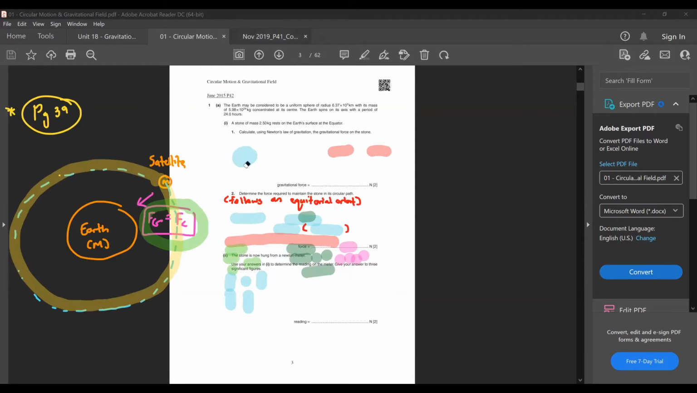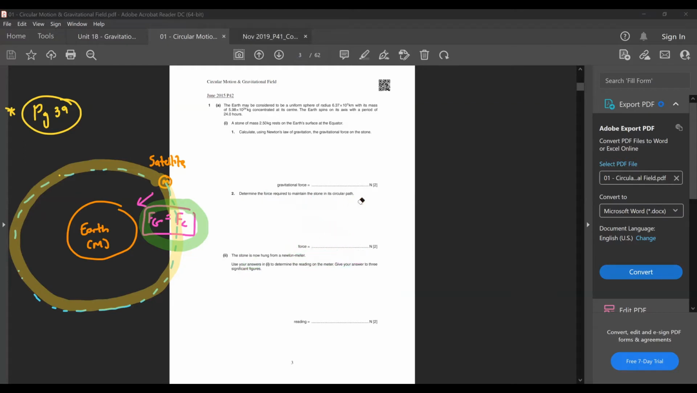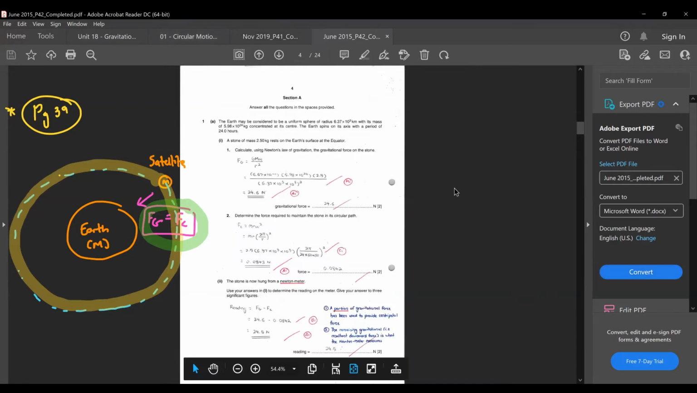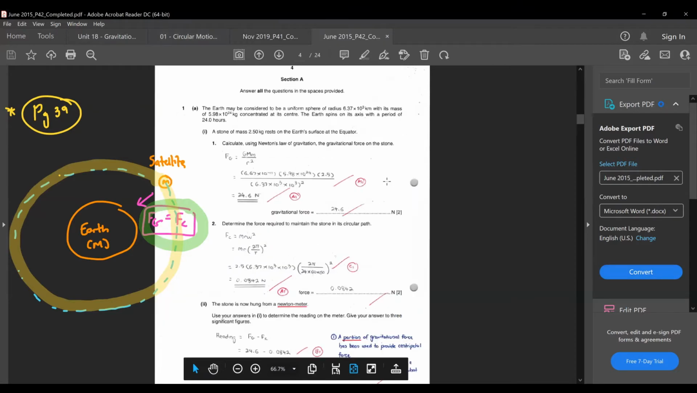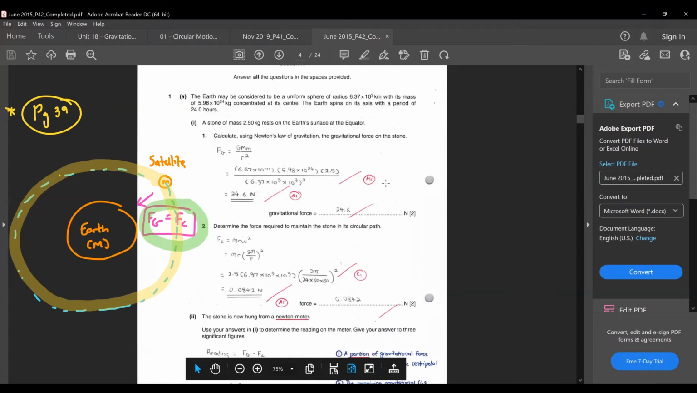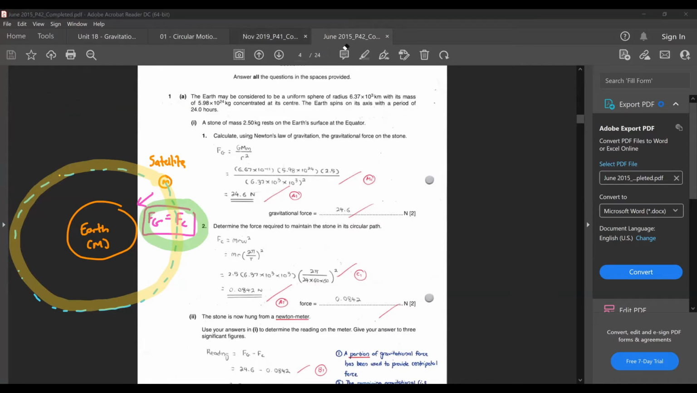This one is June 15 P42. Okay, so let me just go through that one. June 15 P42 will be this one. Okay, now here we tell you that, maybe I better erase off certain things. We are at page 3.